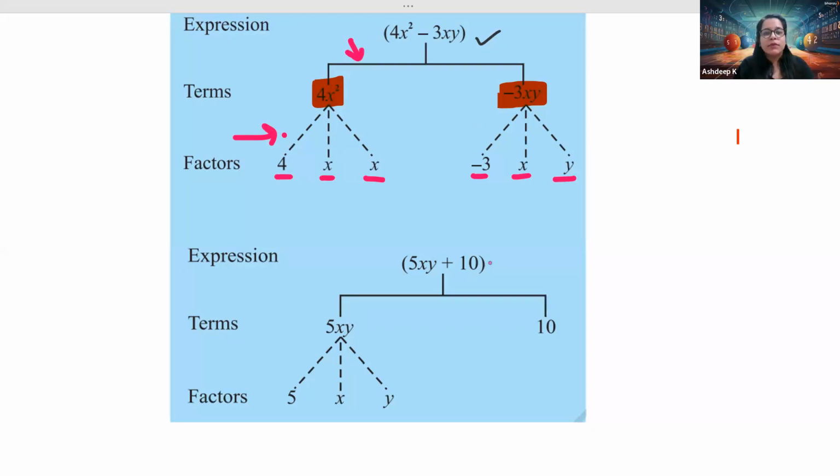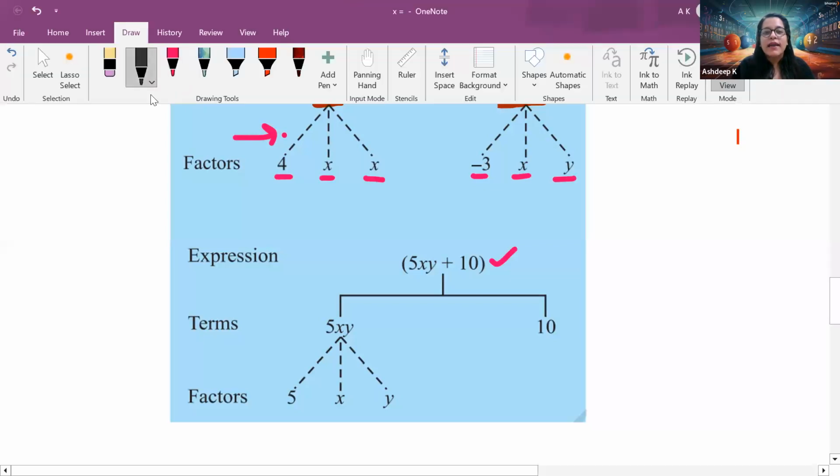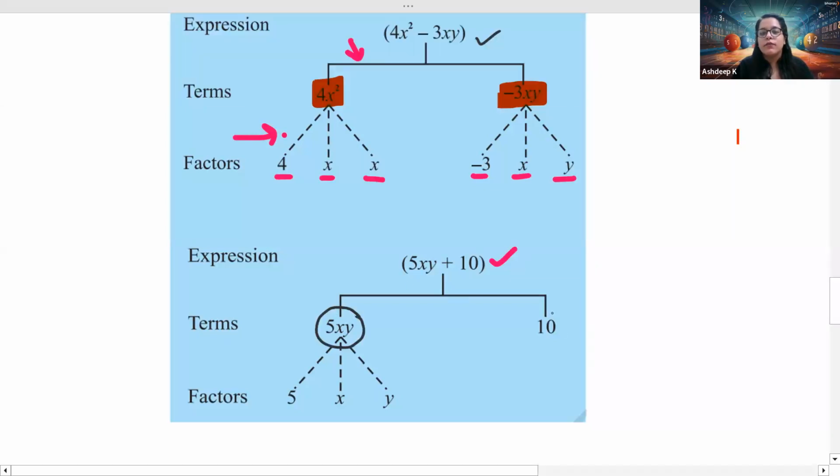Now let's take one more example over here. A question would be asked by giving an expression, and then you have to show the terms and factors through a tree diagram. So simply, if you see 5xy plus 10, how do we get it? We have two terms over here. We have 5xy, we have 10. Both of them are separated by an operator, that is plus. Further dividing 5xy, how is 5xy formed? It is formed from three factors, that is 5, x and y. So when we multiply 5, x and y, we get 5xy. But on the other hand, 10 is a constant. It does not have any other factor. We cannot further divide it, so we will leave it as it is. I hope you all are clear till here, right?